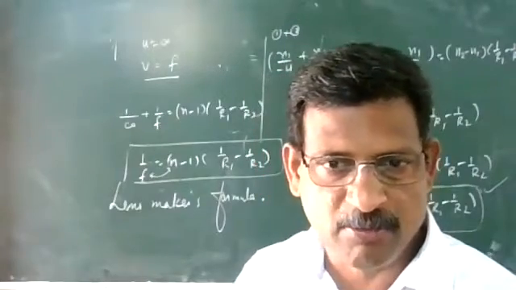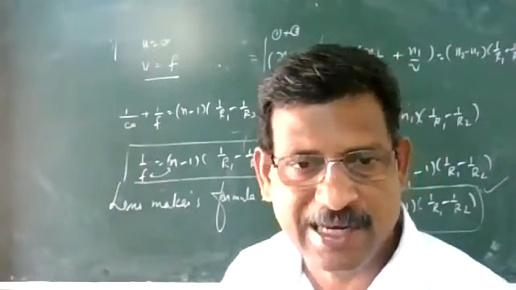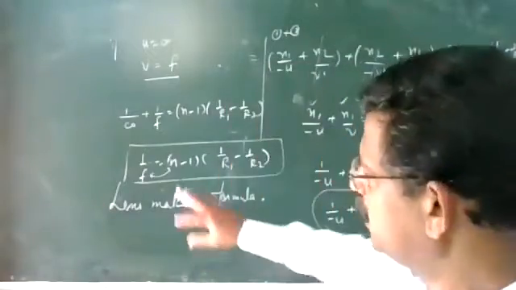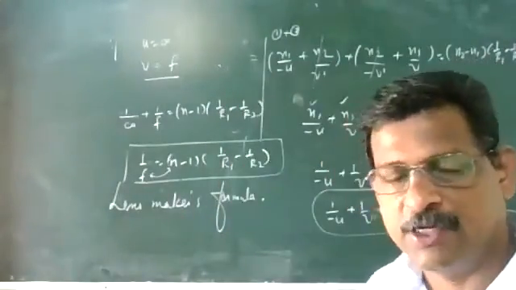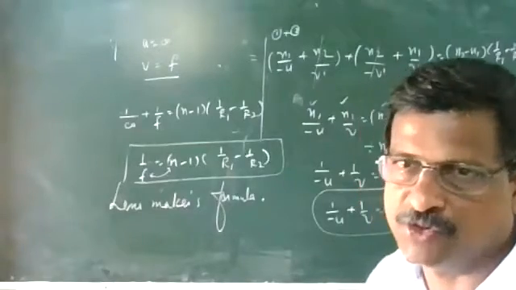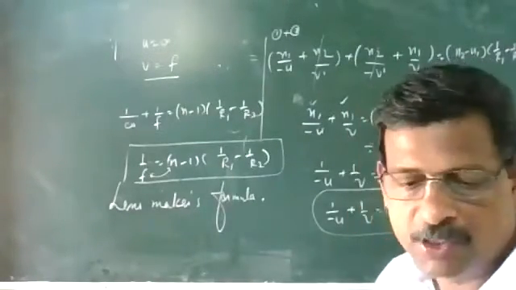So the focal length of the lens depends upon the medium in which the lens is placed. Very important. What kind of relation? Inverse relation. If n decreases, f increases. If n increases, f decreases. So this is one of the most important derivations.